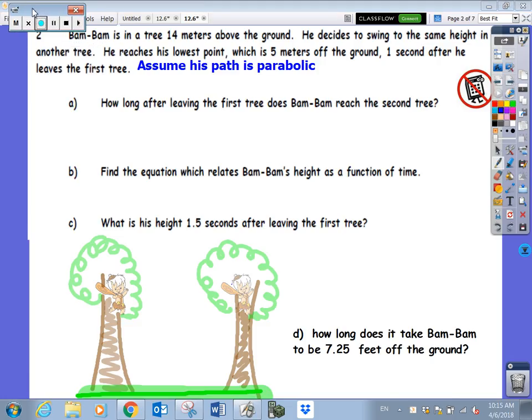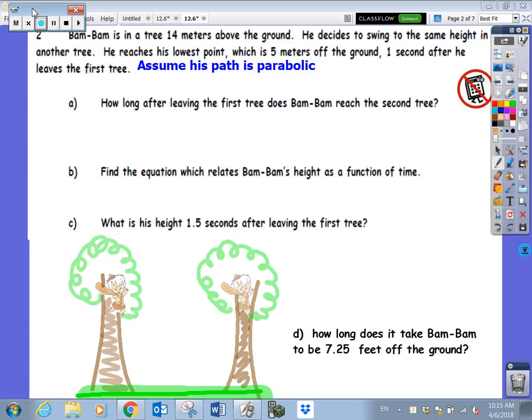All right, this next one. Bam Bam is in a tree that's 14 meters above the ground. He swings to the same height in another tree. It asks when he reaches his lowest point and what the height is. So this is going to have an x and a y, where we're going to have time and distance. And we want to assume his flight is parabolic.